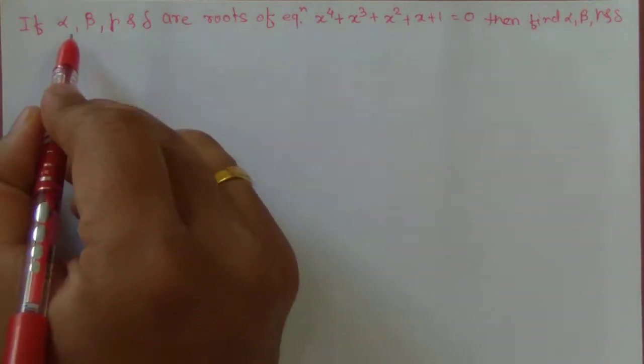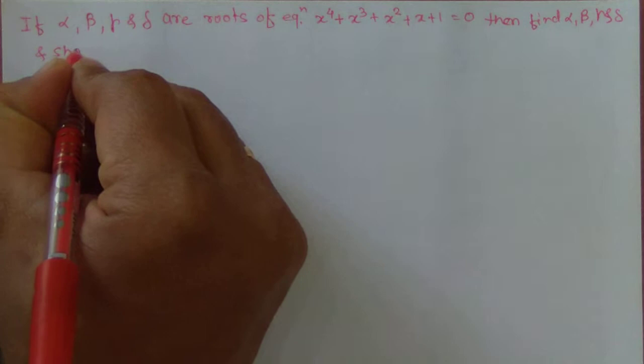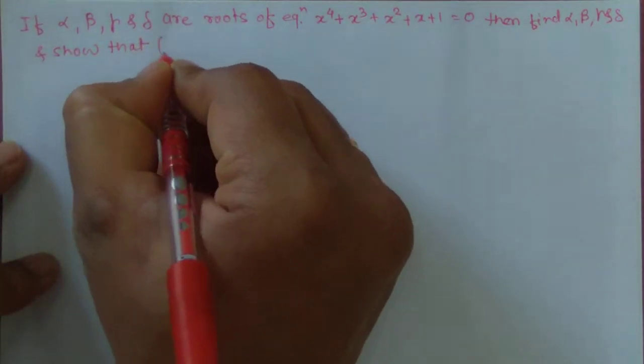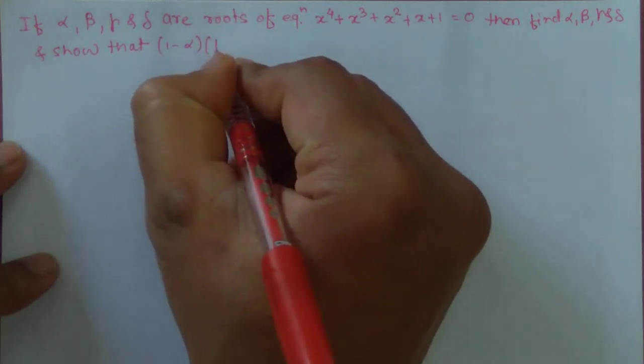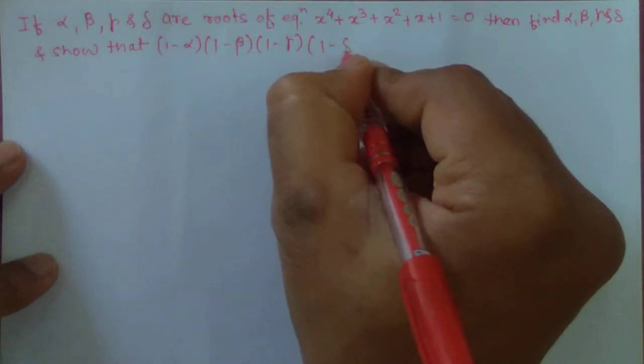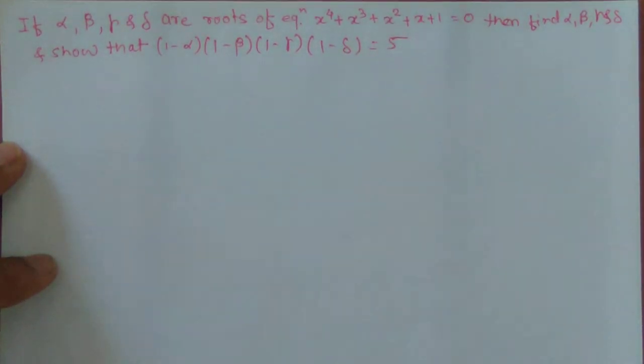Means we have to calculate all four roots of this equation and show that, this is one additional part in this problem, 1 minus alpha into 1 minus beta into 1 minus gamma into 1 minus delta is equal to 5. This we have to prove. Okay, now how to solve this example?